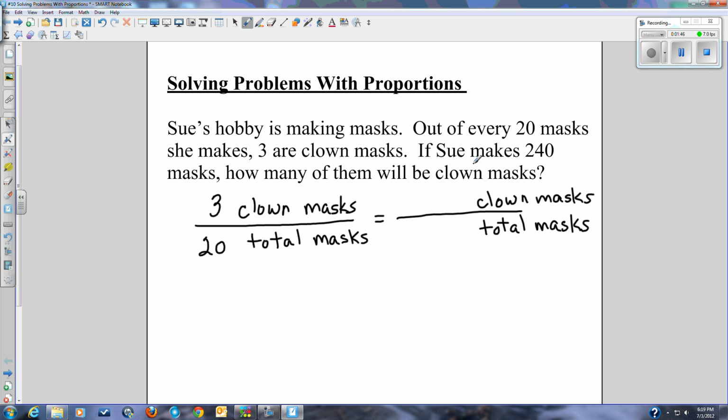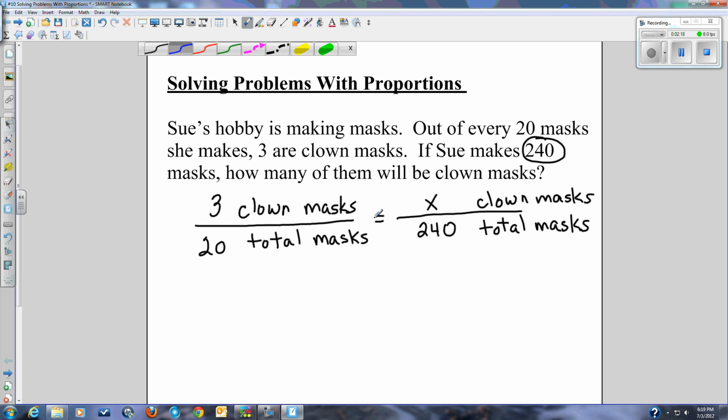The next sentence says, if Sue makes 240 masks, how many of them will be clown masks? Well, if we want to know where the 240 goes, think of what it represents. 240 represents the total masks that she makes. So we're going to put that in the denominator, next to total masks. What we're trying to find is the number of clown masks. So we're going to call that X or N, whatever variable you'd like to use.